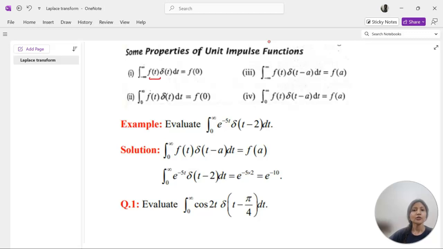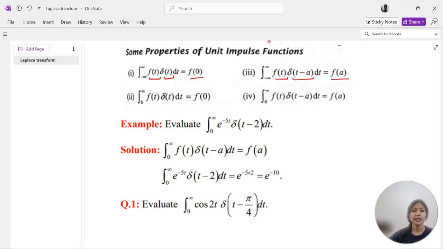So if you have a function and you multiply it with the impulse function, it gives you f of 0. If you multiply the given function with delta of t minus a, and integrate with respect to t over the whole domain, you will get f of a as the output, right? So it shifts all the values of t and gives you just f of a. Between 0 to infinity, both properties remain the same in the half of the domain also.